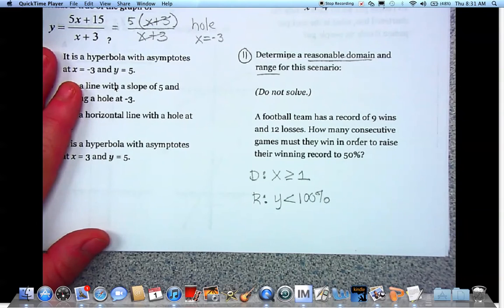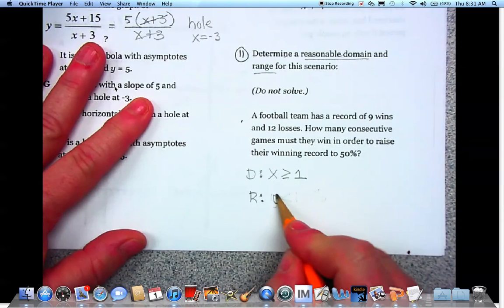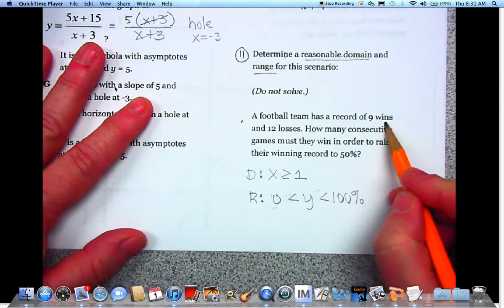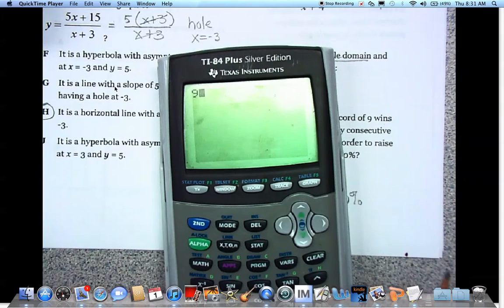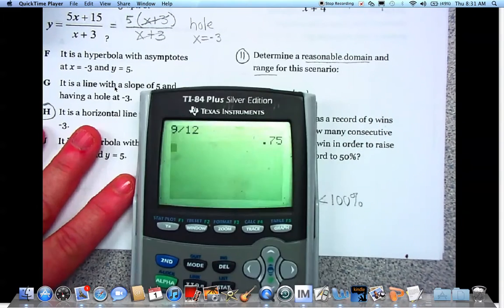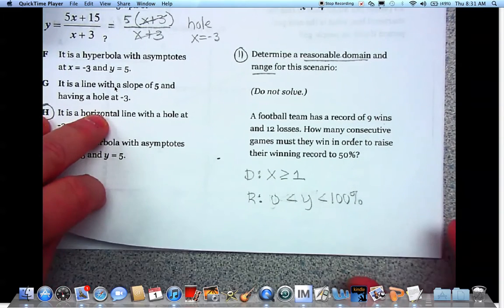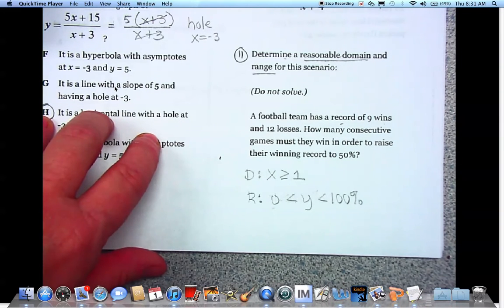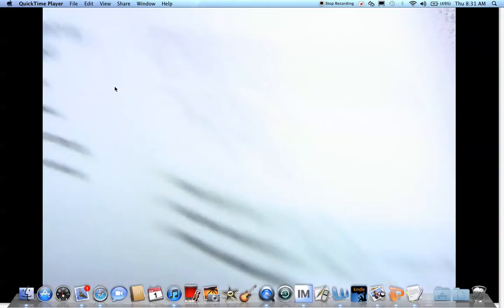Can it be less than 0%? No. That would have to be a really bad record. So 0 is less than y is less than 100%. And they've already won 9 games. Actually, we need to do 9 divided by 12. They could get less than 75% though. But they could never have 0% because they've won 9 games. Okay, that one won't be on the test.